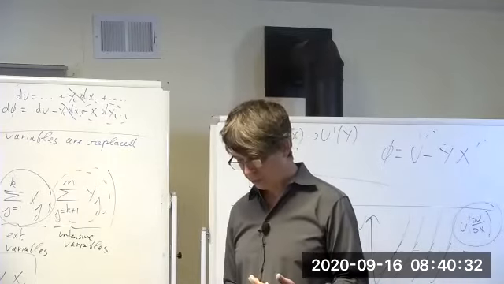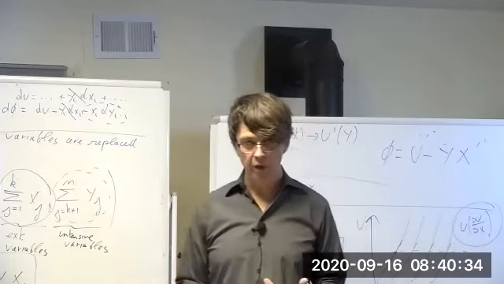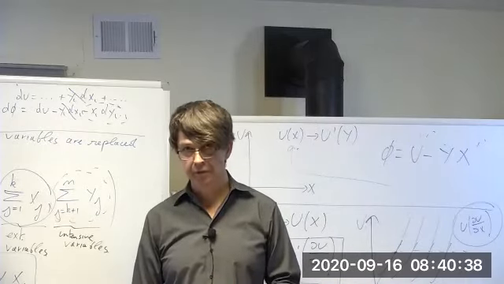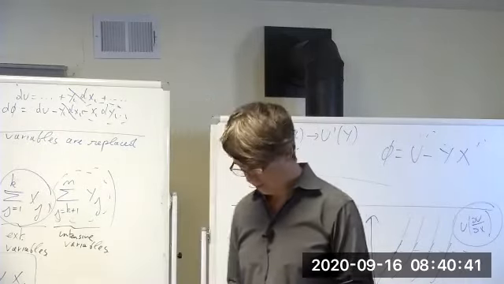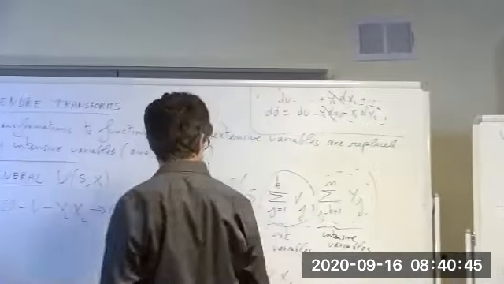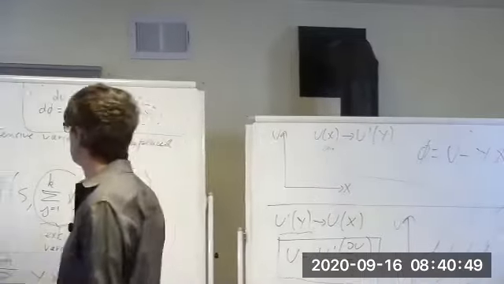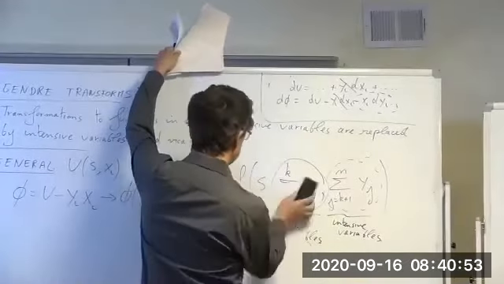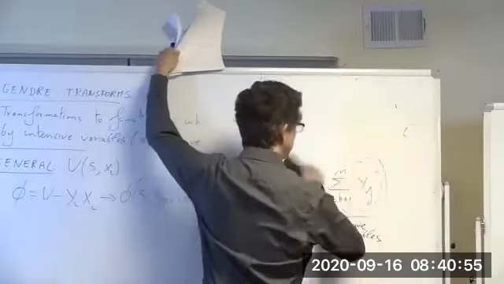So a Legendre transform allows you to go in a natural way to a function of different variables while preserving all the information. So I know it's a bit of a mess, so let me summarize this, why this is all useful.